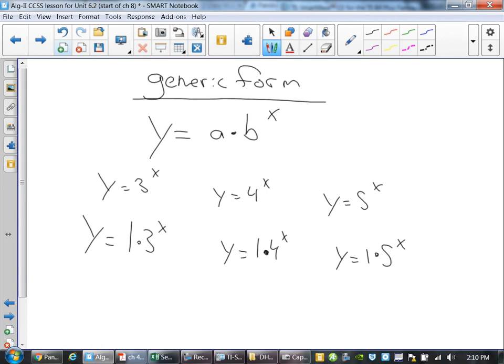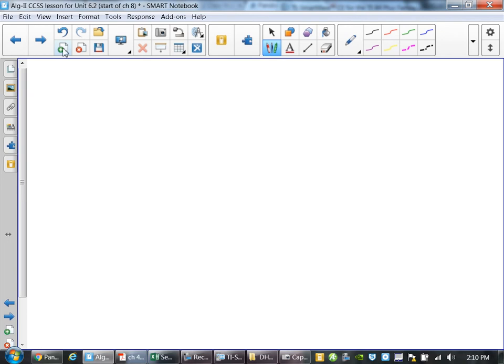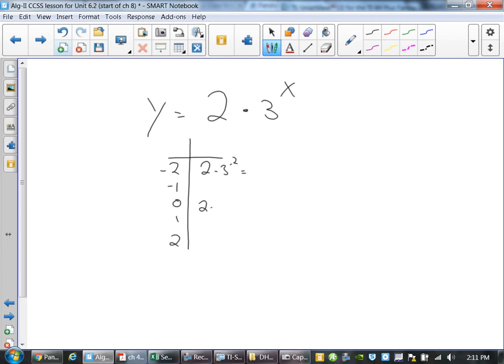Because if you think about, if I put in y equals 2 times 3 to the x, order of operations, if you start putting in values, it tells you to take 2 times 3 to the negative 2. What would you have to do first? The exponents. So you get 1/9 and so on. But yet when you get to 3 to the 0, what's 3 to the 0? What's 1 times 2? 2. So this value of a is always going to wind up being your y-intercept.